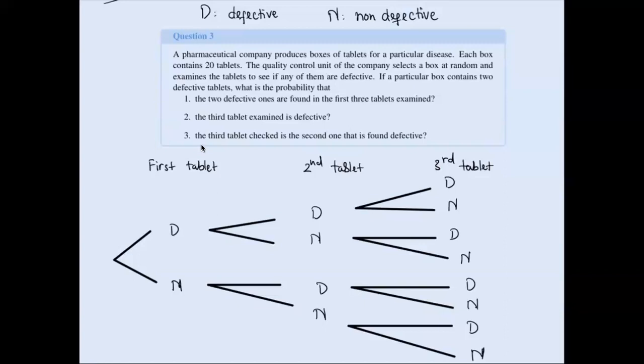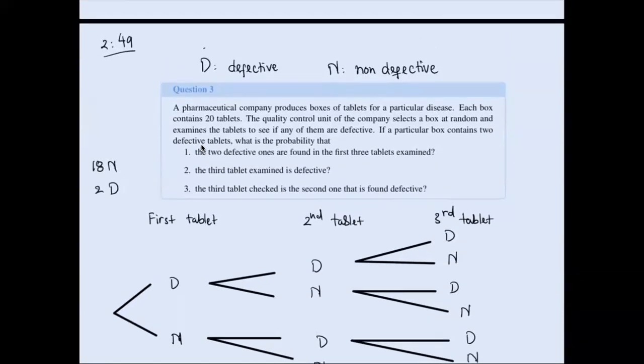Initially, we start with 18 non-defective and 2 defective because we know that each box has 20 tablets. And we suppose a particular box contains 2 defective, which means it has to contain 20 minus 2, which is 18 non-defective. We start with these numbers. Then what is the probability that you get the first tablet defective? And what is the probability that the first tablet is non-defective?